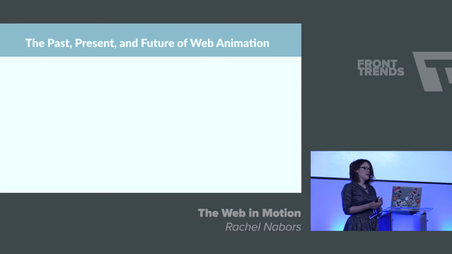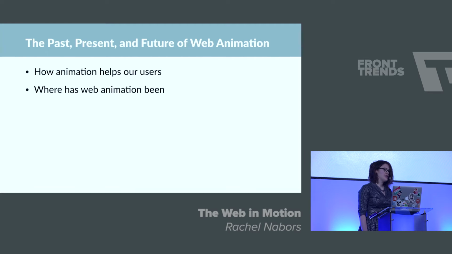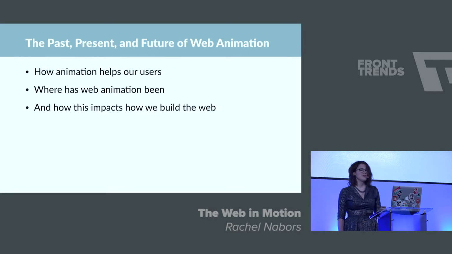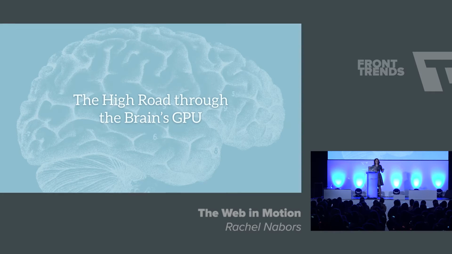So before we get started, I want to let you know we're going to go on this journey. We're going to start with animation's past, look at how animation can help our users, the science of where animation works inside the human brain to make these things possible, where animation has been on the web for all this time, and how animation is going to impact us in the future. All right, let's begin this journey with a trip through the human brain.